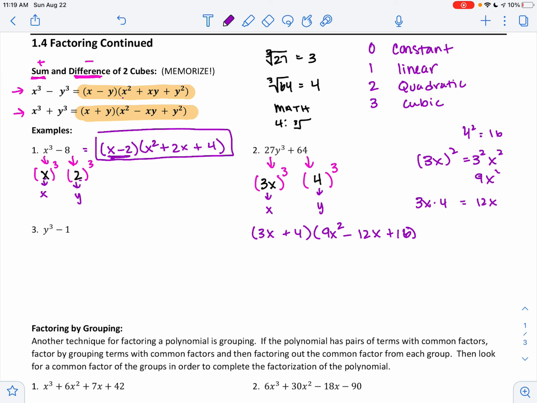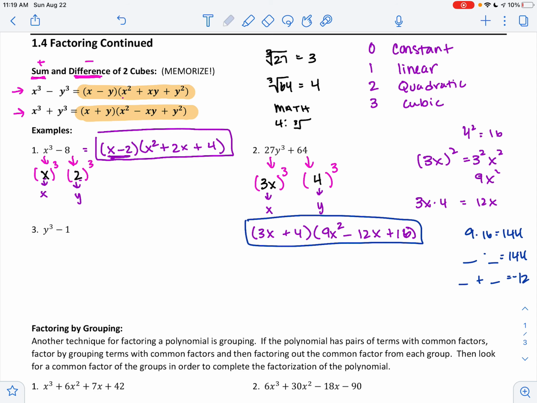9x squared minus 12x plus 16. If I were to try to factor this, 9 times 16 is 144. So that would mean that we're looking for factors of 144 that add to negative 12. There are no such factors that exist. So this one is factored completely.